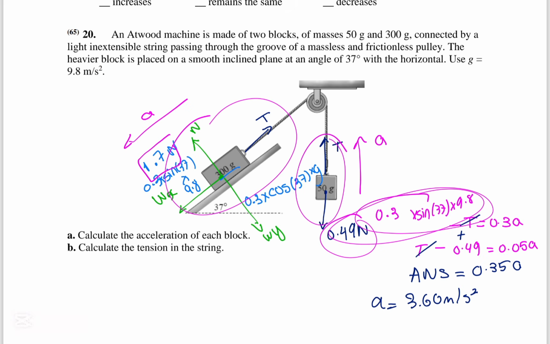So now, they said in part B, calculate the tension in the string. The tension in both strings is going to be exactly the same, because the same string is working on both of them. So you just choose whichever one you want. For example, I can choose tension minus 0.49 is equal to 0.05 times the acceleration. So 0.05 times 3.66, okay? Then I'll move 0.49 to the other side, so plus 0.49. I got my tension to be approximately 0.67 newtons.